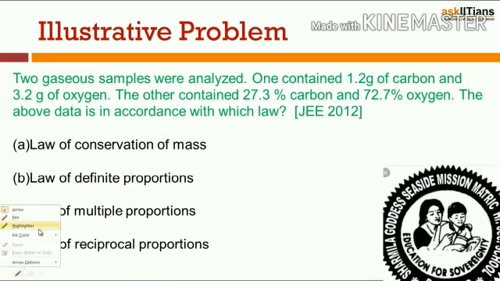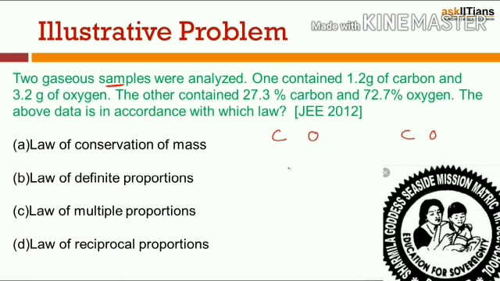So how can we do this question? See, we have two samples, right? One contains carbon and oxygen, the other also contains carbon and oxygen. So they contain the same elements. Let's see the proportion. Carbon is 1.2 grams and oxygen is 3.2 grams. This is 27.3% and this is 72.7%.